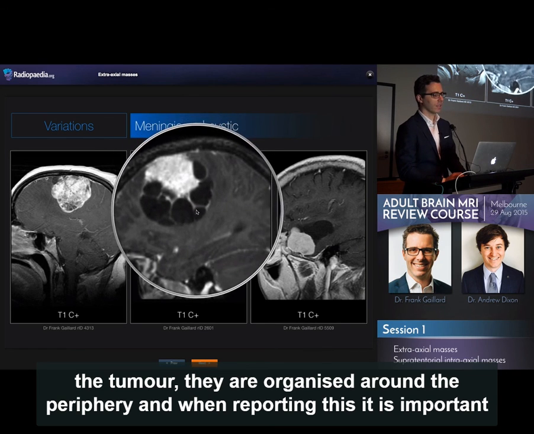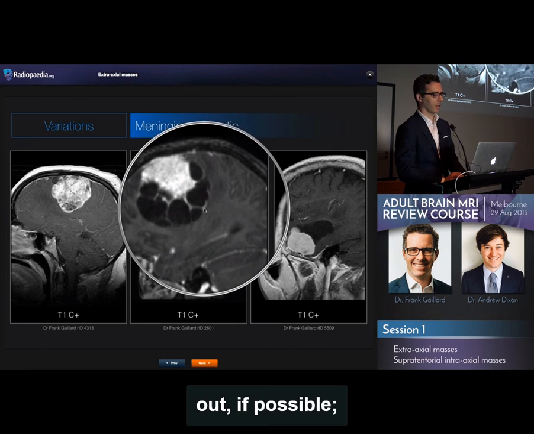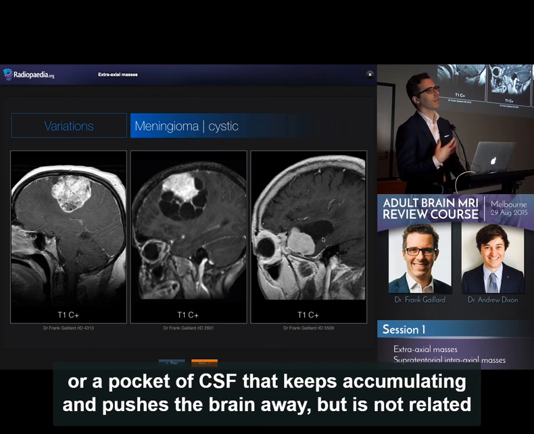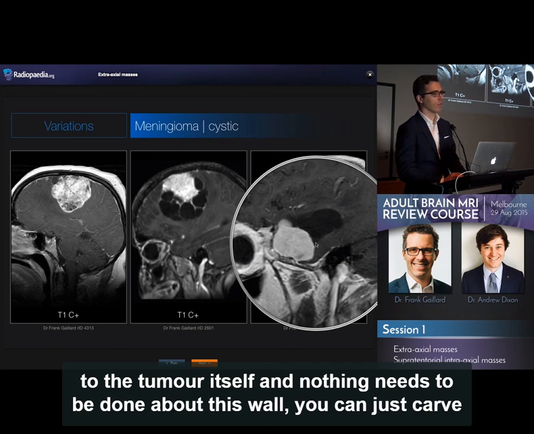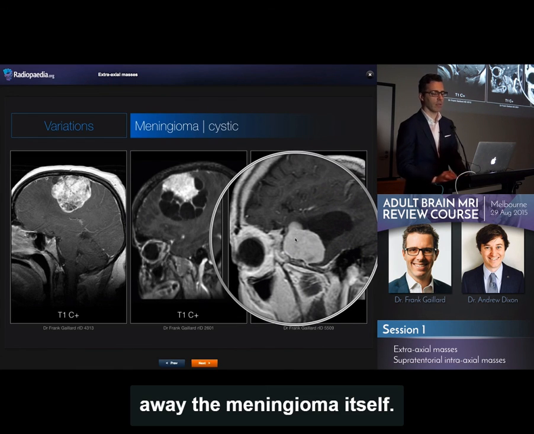And when reporting this, it's important to look for this enhancing component, because surgically this is tumour and needs to come out if possible. Whereas in the third type, where you have a peritumoral cyst, you're just having an arachnoid cyst or a pocket of CSF that keeps accumulating and pushes the brain away, but is not related to the tumour itself, and nothing needs to be done about this wall. You can just carve away the meningioma itself.